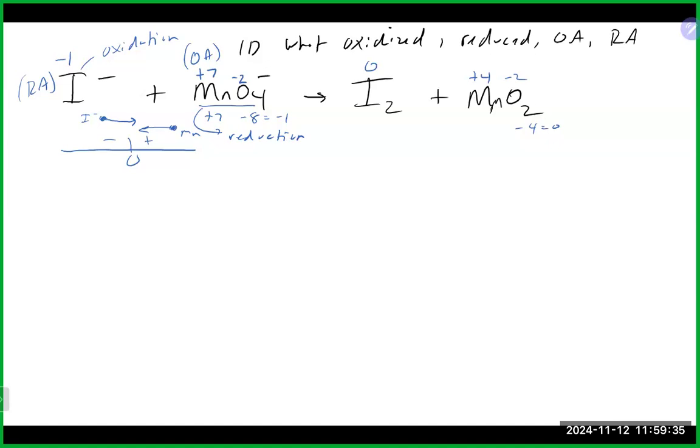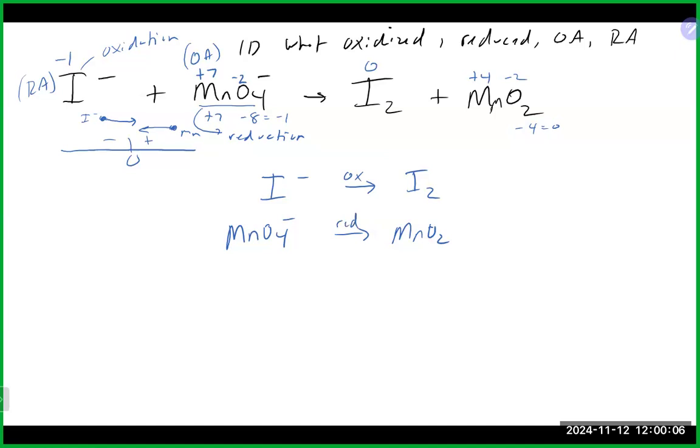All right, now that we got everything kind of straightened out in terms of what's going on, we can get into the balancing part. This part is straightforward. We want to just match up elements, basically. So I⁻ and I2 in one half reaction. And then obviously this guy's got some Mn in it in one and some Mn in the other. So we already sort of identified this as our oxidation half reaction and our reduction half reaction.